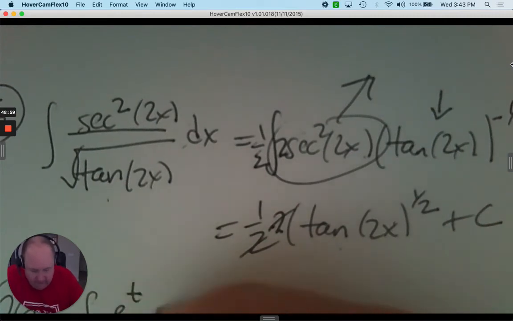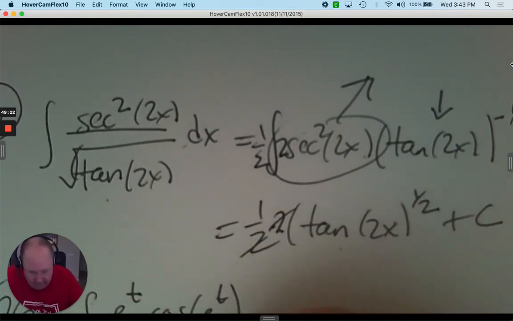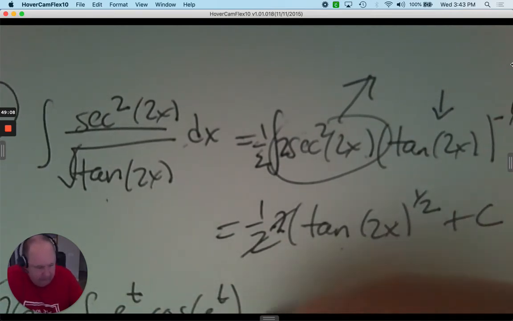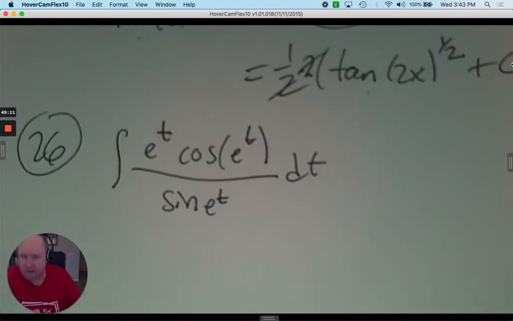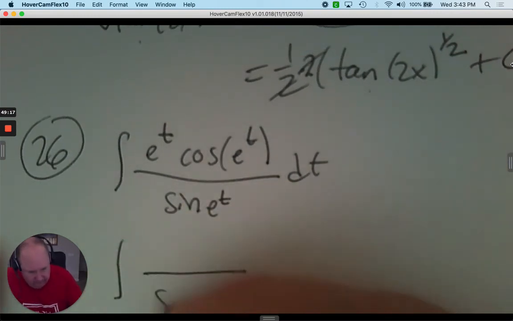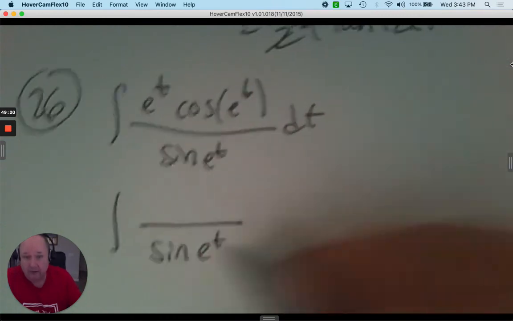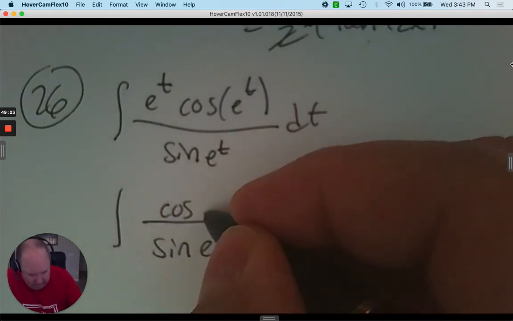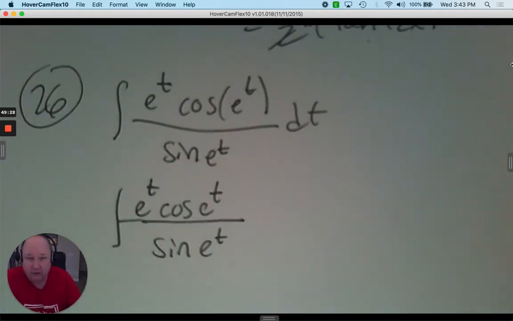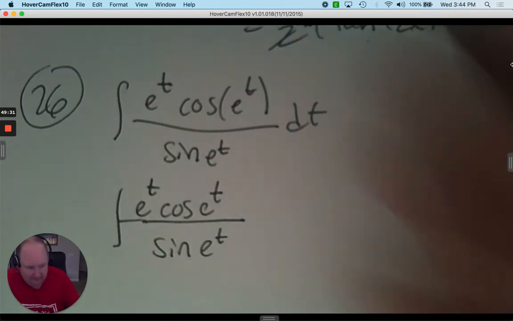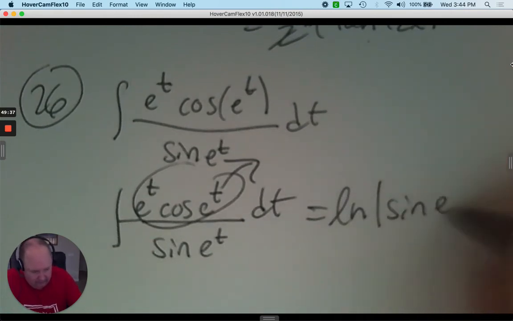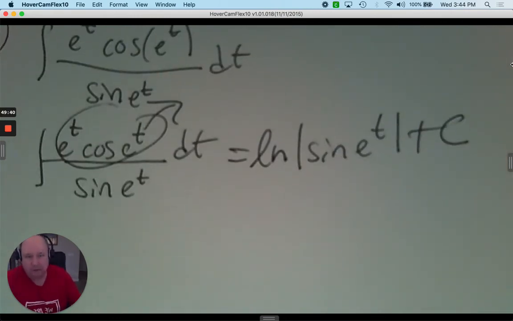e to the t cosine e to the t over sine e to the t. All right. So which one does this feel like? Calculus friendly or a logarithm or something else? And it feels like a logarithm. So how I feel is this. What's the derivative of the denominator? So the derivative of sine is cosine e to the t, and the derivative of e to the t is e to the t. So that's the hook. And when I look at that, they match exactly. That's beautiful. So this can unhook, and my answer is a logarithm, sine e to the t plus c. Perfect.